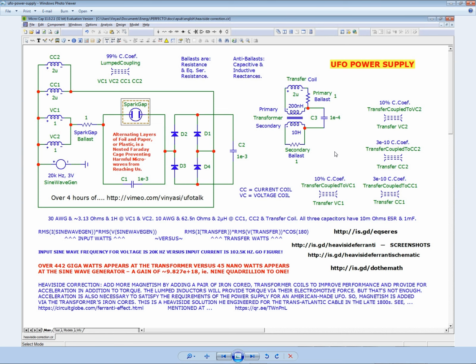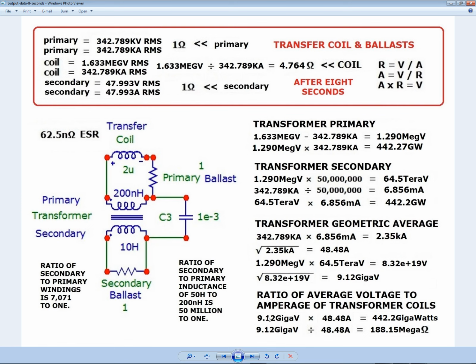There. So here's the power supply, and I have a link here, is.gd/Heaviside Ferranti schematic. And then the screenshot of this, simply without the schematic, is.gd/Heaviside Ferranti. And then I have another one, do the math, is.gd/do the math. And that refers to, if I can find it, this.